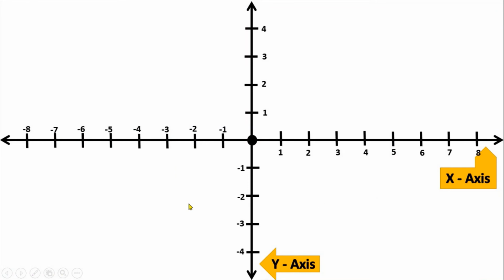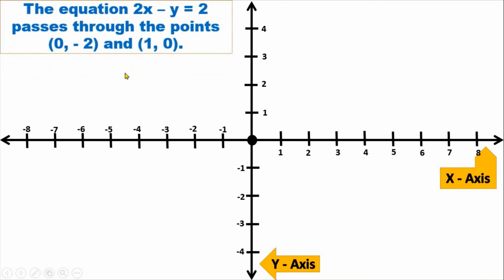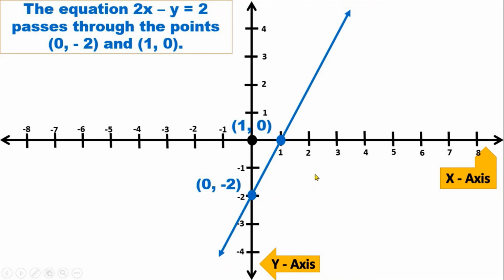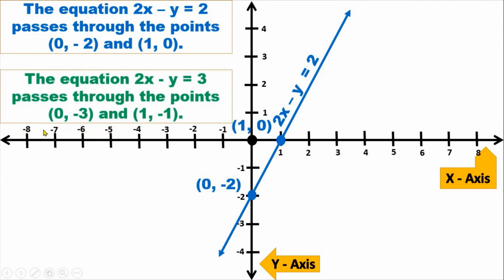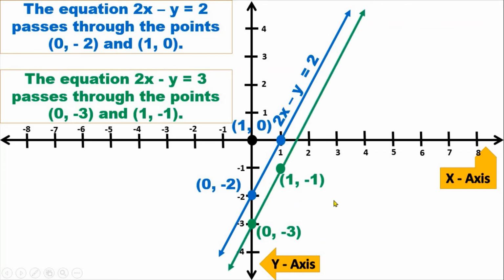Sketching the graph of those two equations, for the first equation, the graph passes through the points (0, -2) and (1, 0). Plotting those points, connecting these two points to form the graph of 2x minus y is equal to 2, while the graph of the second equation passes through the points (0, -3) and (1, -1). Plotting those points, connecting these two points will give us the graph of the equation 2x minus y is equal to 3.